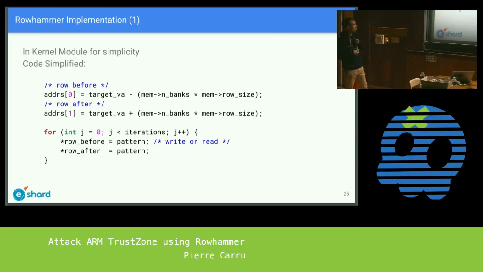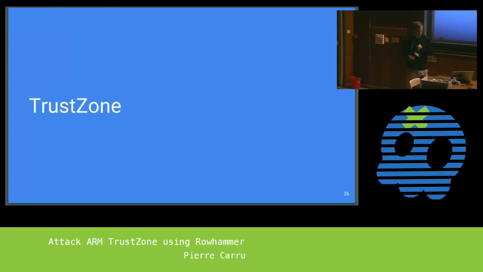The algorithm of Rowhammer is pretty simple. You just access the rows. And what happens after this loop, a number of iterations, is that some bits around the row before and row after will be corrupted if the device is vulnerable. What about TrustZone?